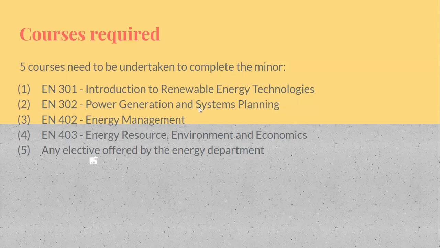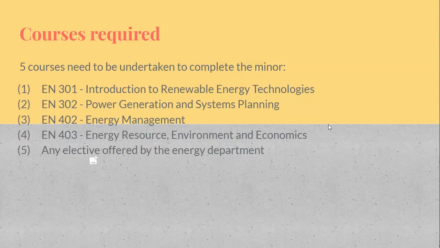EN 302 was about system planning, as it says, and it had a bit of everything, I'd say. We had a bit of thermodynamics, and towards the end, we moved on to forecasting, and we also had a bit of economics in it. So it was a very pleasant course because it had a lot of things in it.